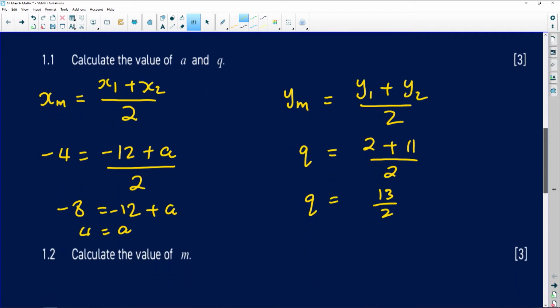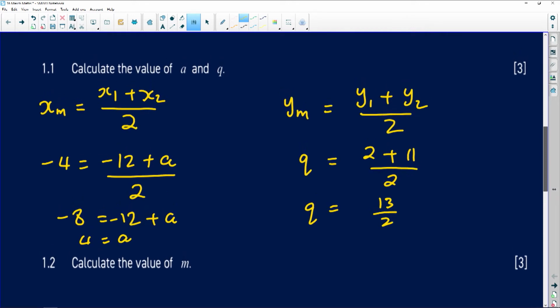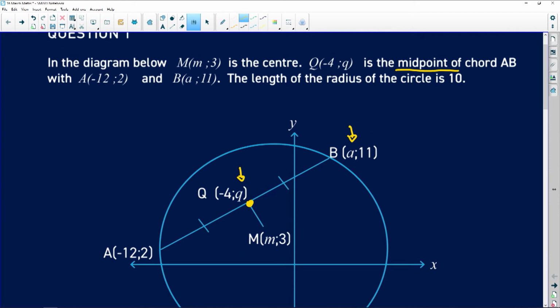Right, moving on, we're now required to calculate the value of m. So we now need to find what this small m is. So let's go on to the diagram and check what m is and how m actually looks in this drawing. So m happens to be the x-coordinate of the midpoint M, which happens to be the center of the circle in this case.